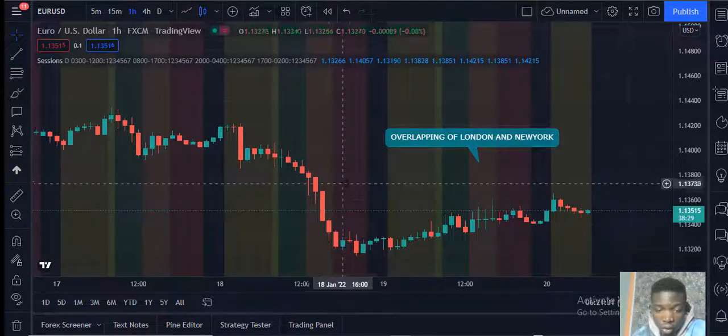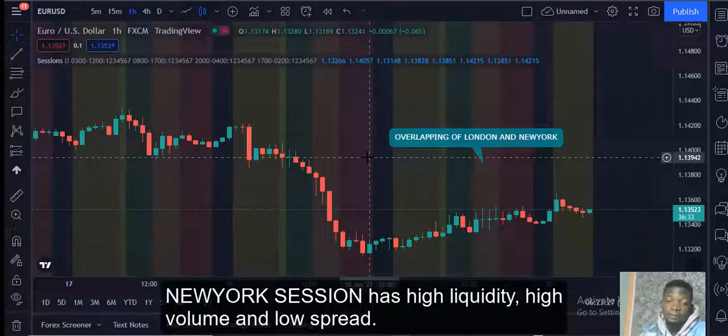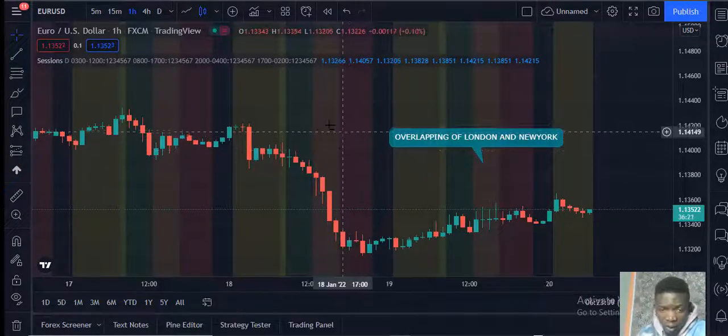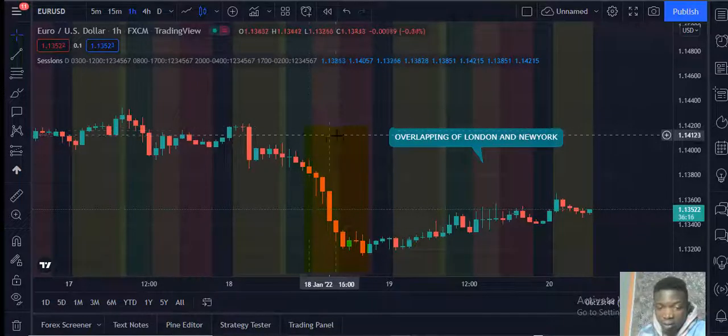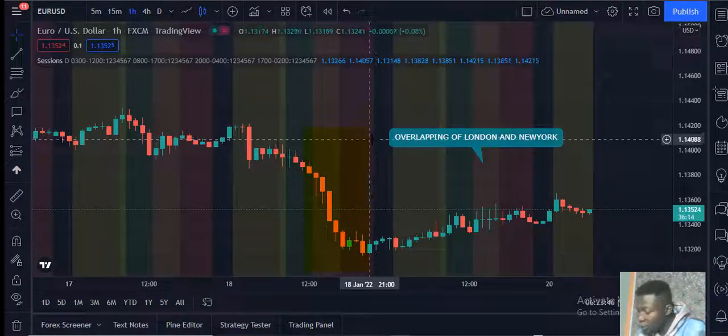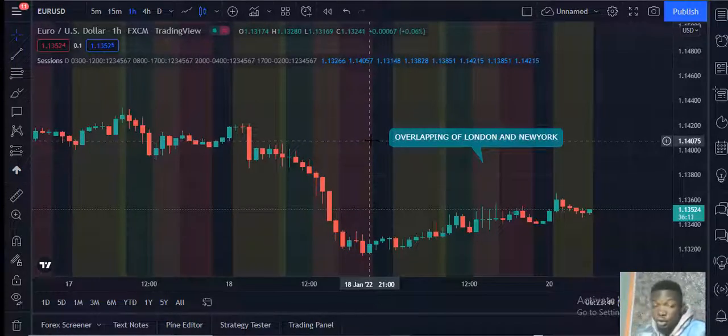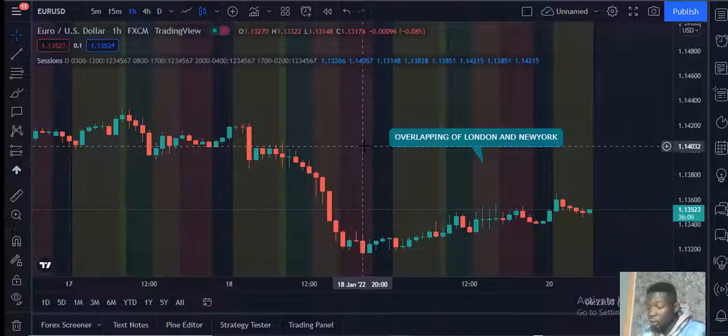Now I'm going to talk about the New York session. It has high liquidity, high volume, and low spread also, and it also marks the end of the trading day. We expect big moves around that time, 12 p.m. and then 9 p.m. There are big moves, and major news are also released at this time. Just like the London session, there'll be a lot of movement in the market at this session.